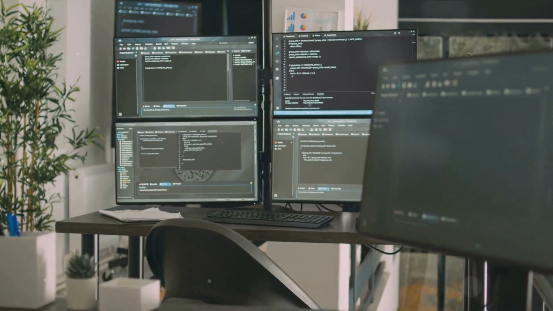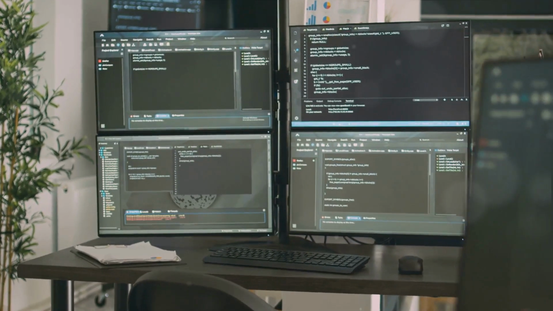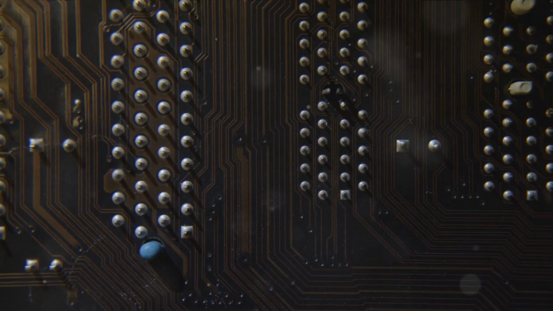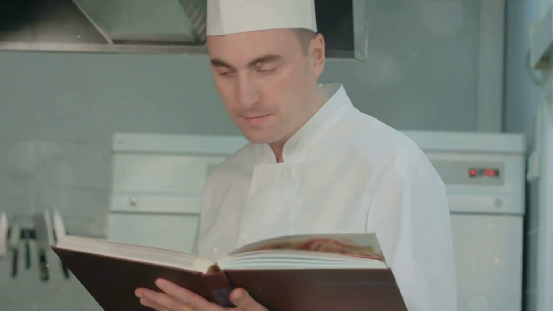However, you may wonder what exactly is happening inside the computer during each step. Let's delve into the computer's role during each step of a Tau program's execution. The computer is the silent maestro orchestrating the entire process. Its job is to process inputs, evaluate the Boolean function, and generate outputs.